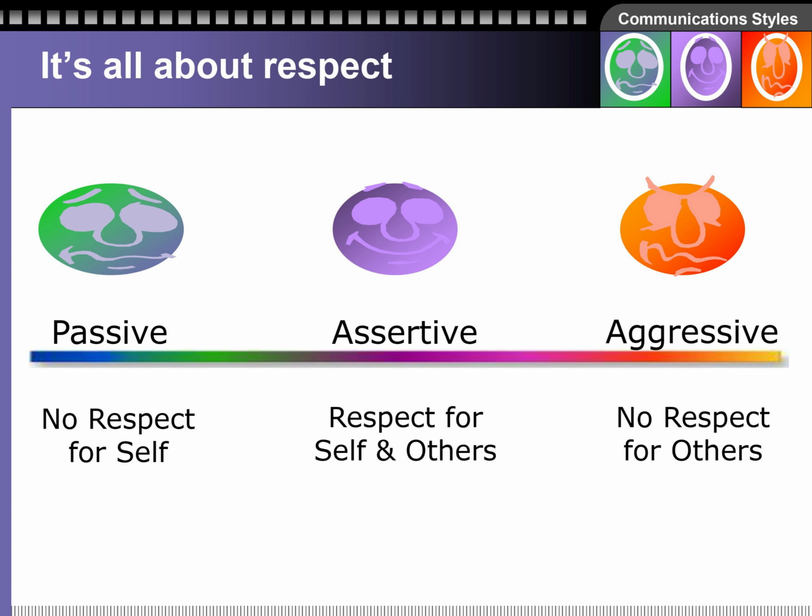Aggressive communication, illustrated by the disapproving emoji face, typically disregards the feelings and rights of others. It can lead to conflict and tension, eroding relationships. Understanding these distinctions will empower you to choose the most effective communication style in different situations. Remember, it's not just about what you say, it's also about how you say it and the respect you convey.